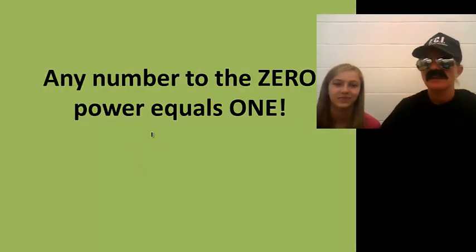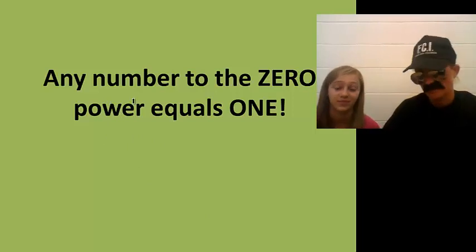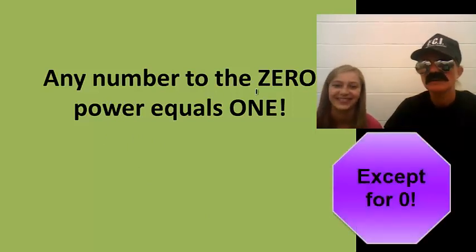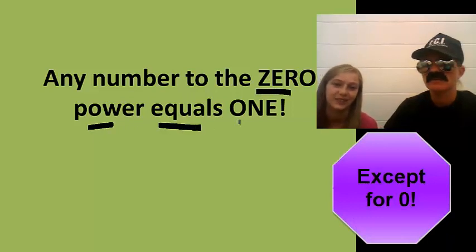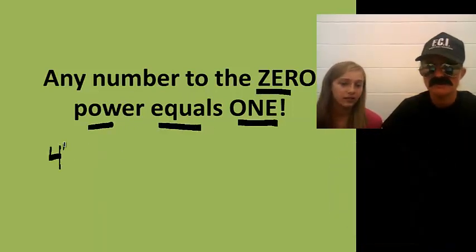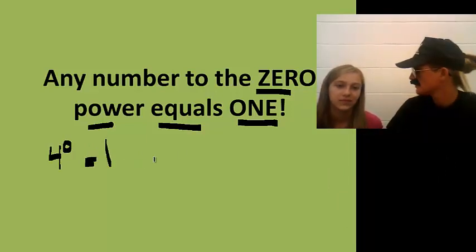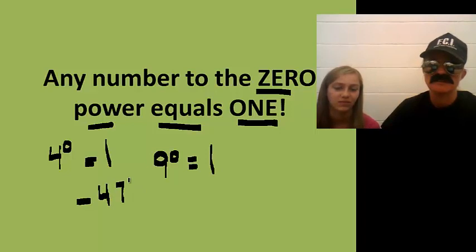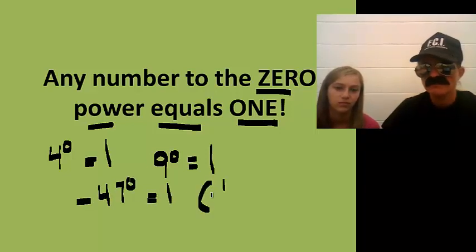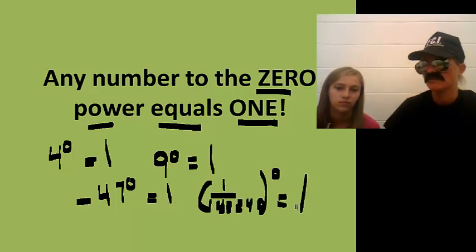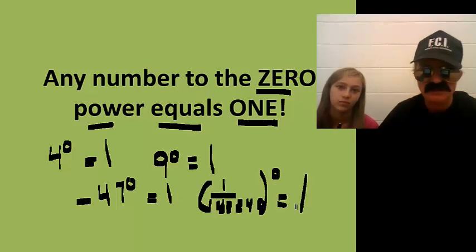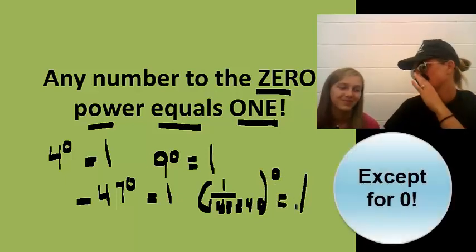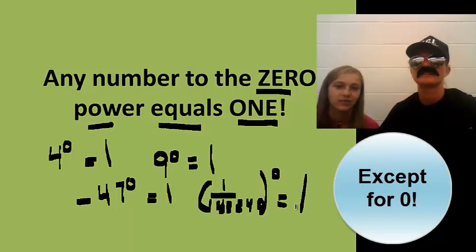Last little thing. Any number to the 0 power equals 1. 4 to the 0 power equals 1. Give me a number. 9. 9 to the 0 power equals 1. Negative 47 to the 0 power equals 1. This fraction, 83240 to the 0 power equals 1. Anything to the 0 power equals 1, except for 0. But we're not going to do that one right now. Don't worry about 0.